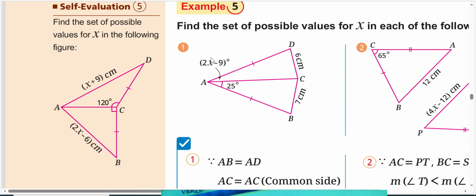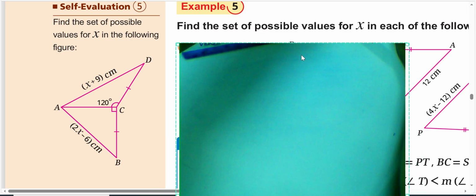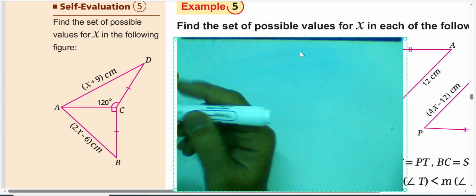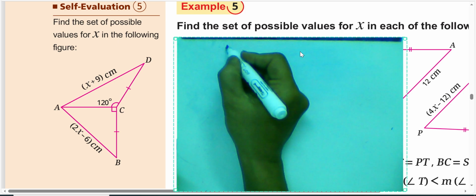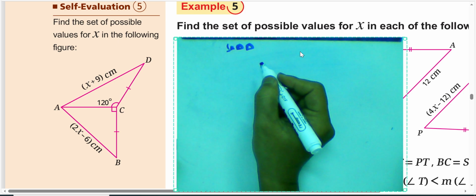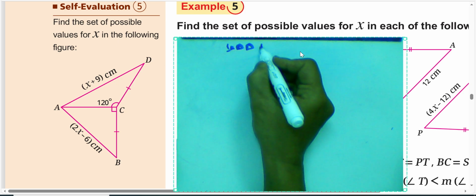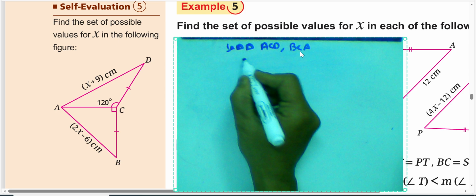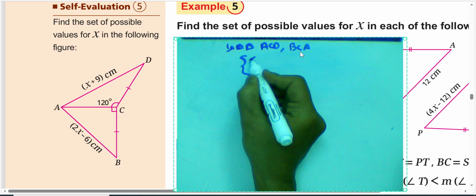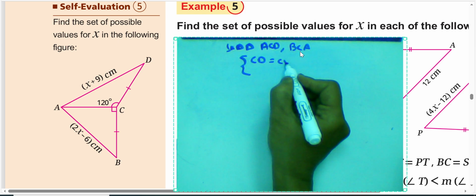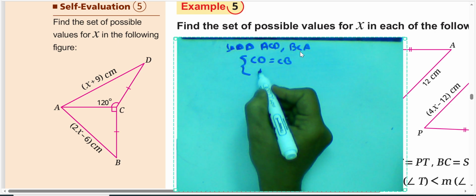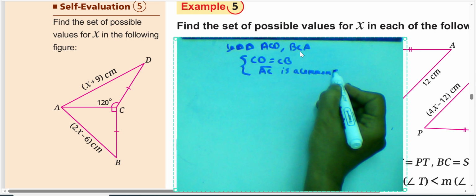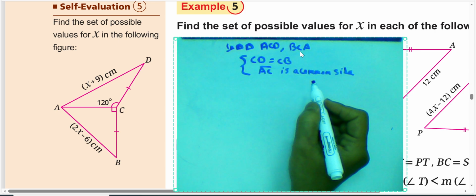This is question number 5, self-evaluation number 5. Listen to me about the steps. Here in this question you want to find the value of x. First, we have in two triangles, the proof here. Okay, in two triangles ACD and the other triangle BCE, we have CD equal to CB, and EC is the common side. This is a common side.